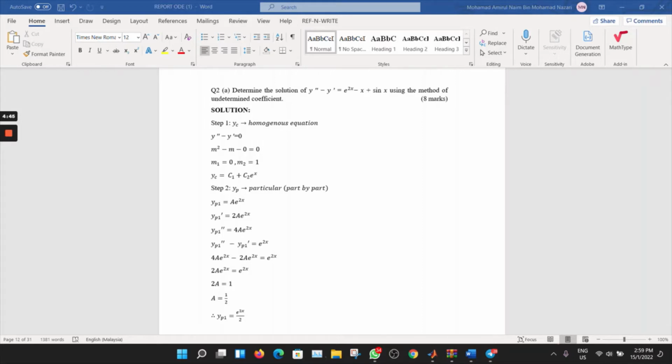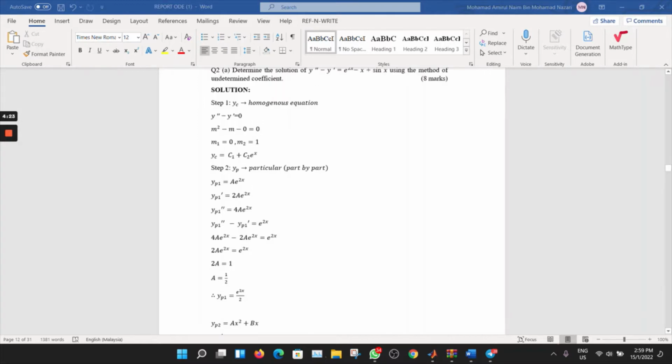Now I will explain question 2a, which is to determine the solution of y double prime minus y prime equals e to the 2x minus x plus sin x using the method of undetermined coefficients. This is the manual calculation for question 2a.